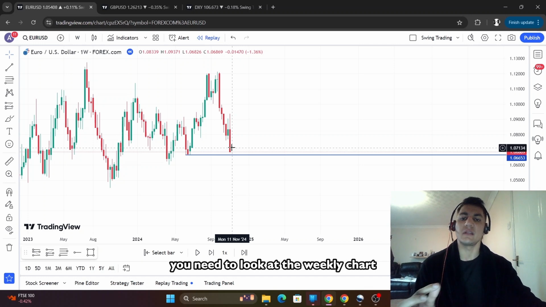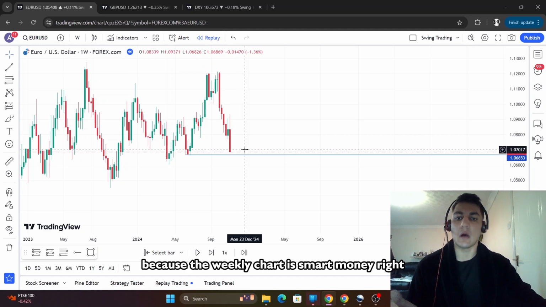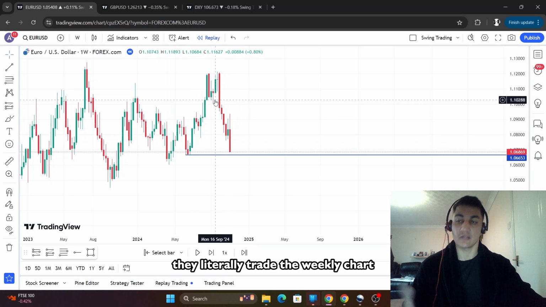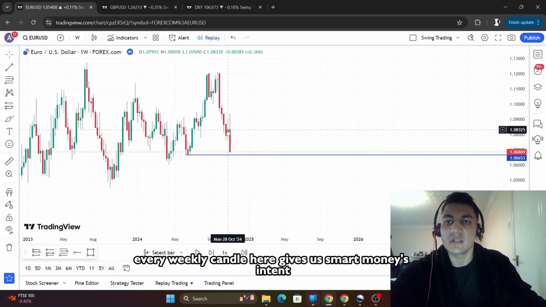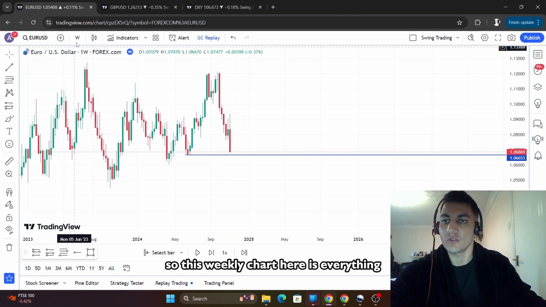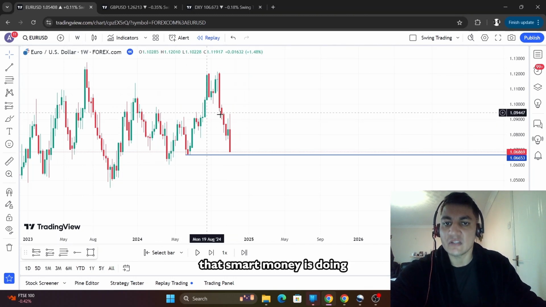You need to look at the weekly chart, because the weekly chart is smart money, right? This is literally smart money trading. They literally trade the weekly chart. So every weekly candle here gives us smart money's intention. And right now we're on the euro dollar. So this weekly chart here is everything that smart money is doing.